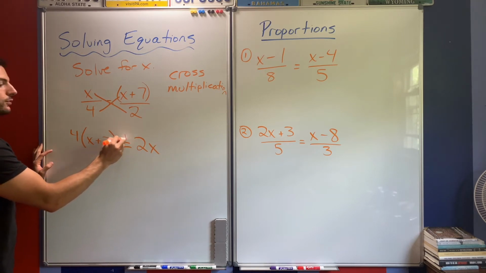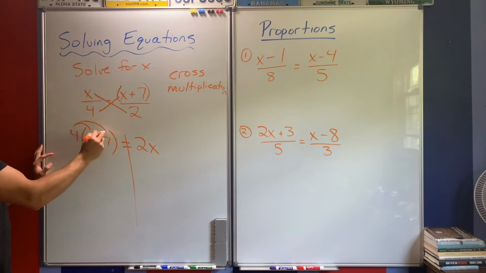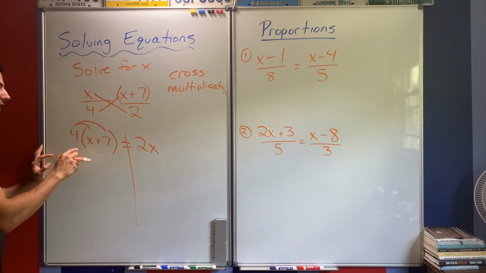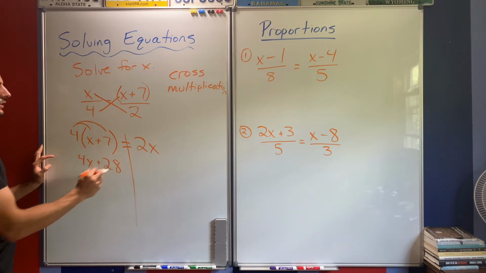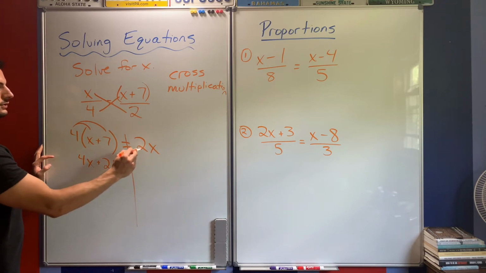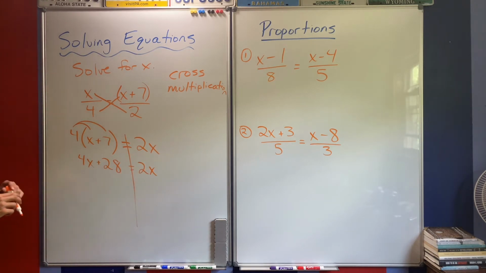So let's move forward, solving, right? And so this one is involving distribution, like I said. So 4 times x is 4x. 4 times 7 is going to be positive 28, okay? And that equals, this side has nothing to simplify, so it just stays 2x, okay?